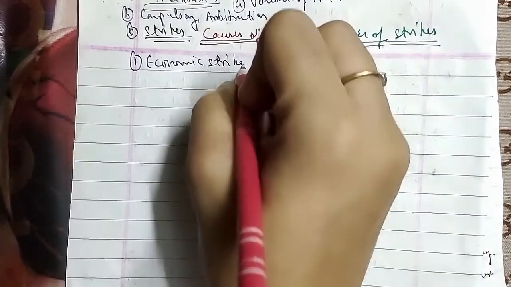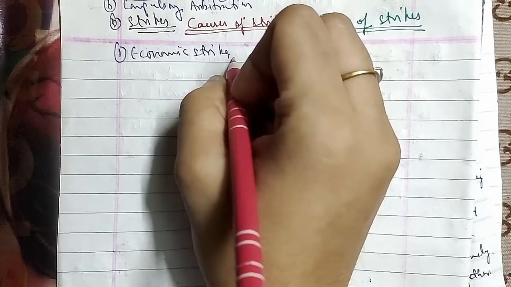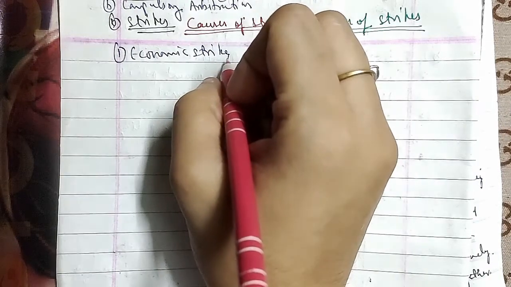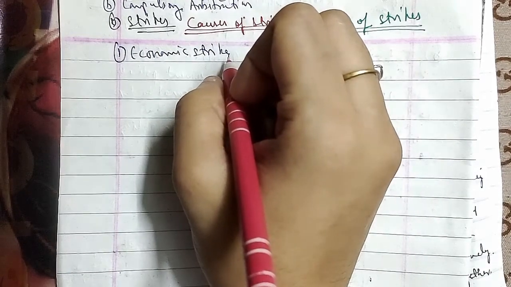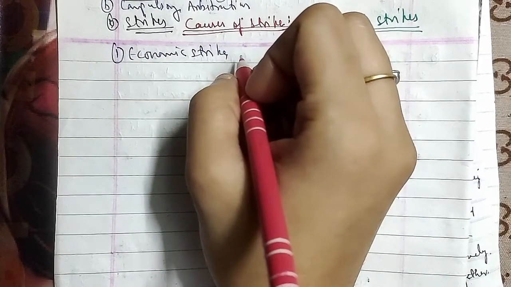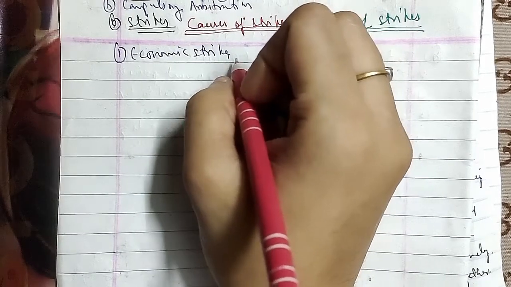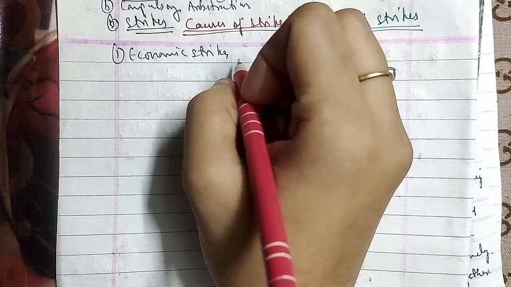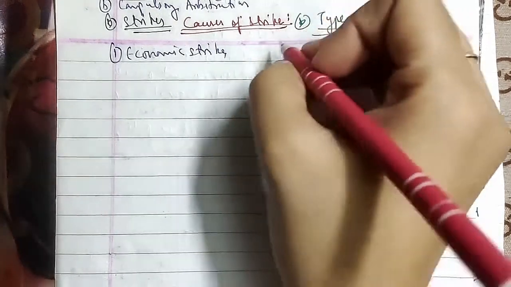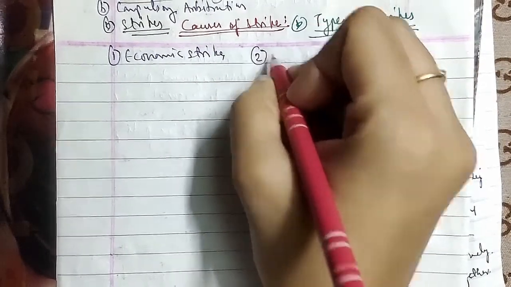In an economic strike, laborers stop work to enforce their economic demands such as wages and bonus. In this kind of strike, workers ask to increase the wages, allowances like traveling allowances, house rent allowances, dearness allowances, bonus and other facilities such as an increase in privilege leave and casual leave as well. The second strike is the sympathetic strike.